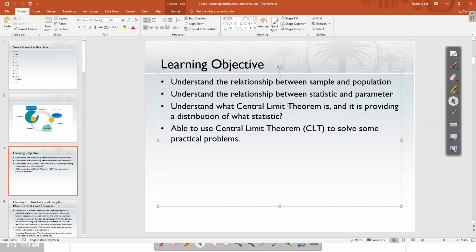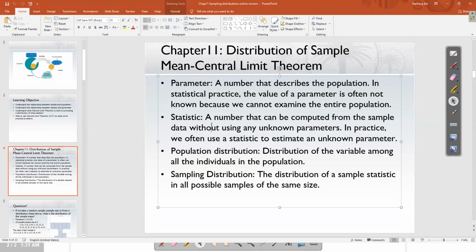And then understand what the central limit theorem is, and it provides a distribution of what statistic. So we're going to talk about it. And then very importantly, if you understand what the central limit theorem is, we need to use it to solve some practical problems. Okay. So we start with parameter and the statistic. One is for population, one is for the sample, right? And then we have two other terms associated with this. We have population distribution, we have sampling distribution.